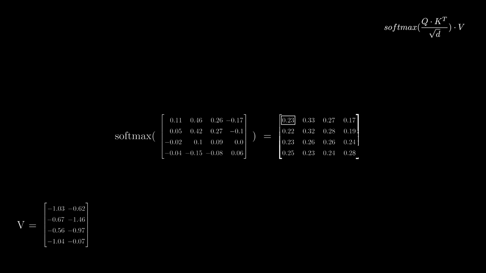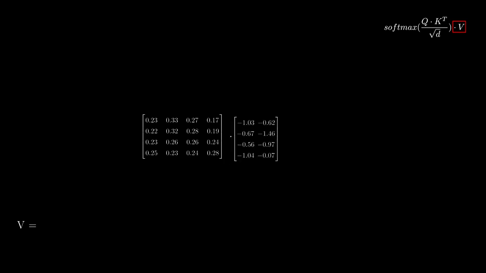For example, this pixel here will attend 23% to itself, 33% to the second pixel, 27% to the third, and another 17% to the fourth pixel. And here you can already see how attention enables us to route information between all pixels in a single layer. And the last step is now to multiply our similarity matrix by the V matrix. And here you'll see that this basically just acts as a weighted average.